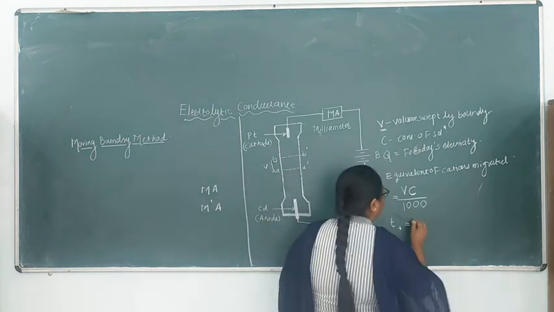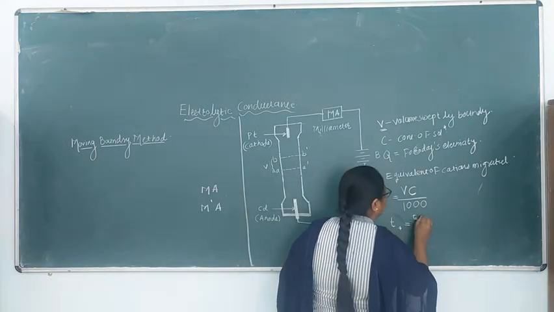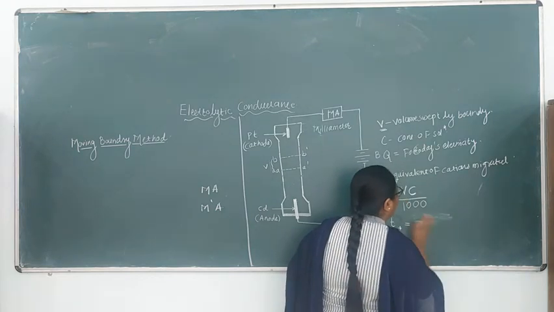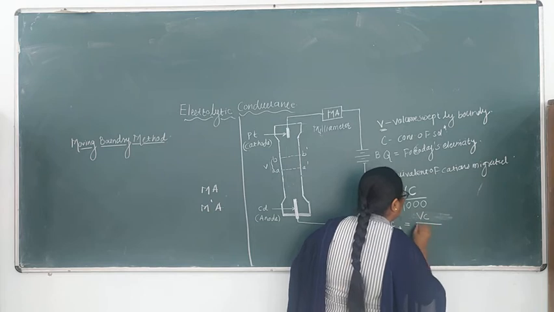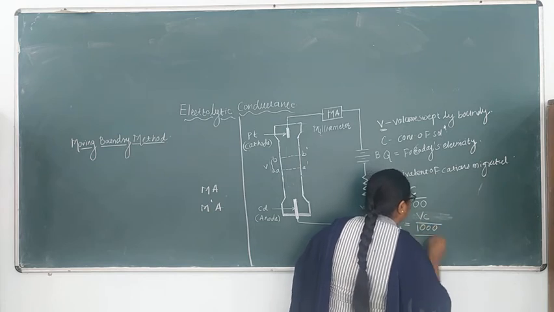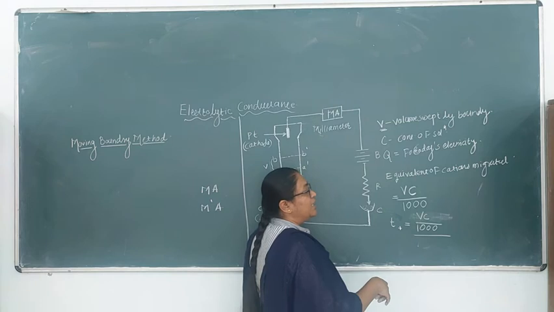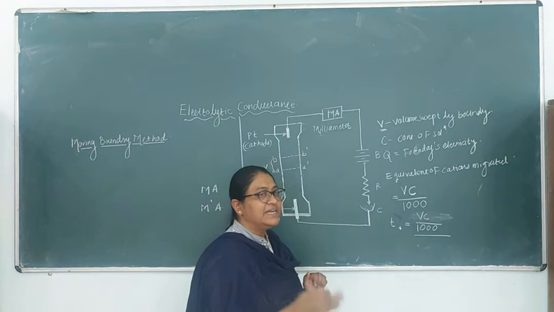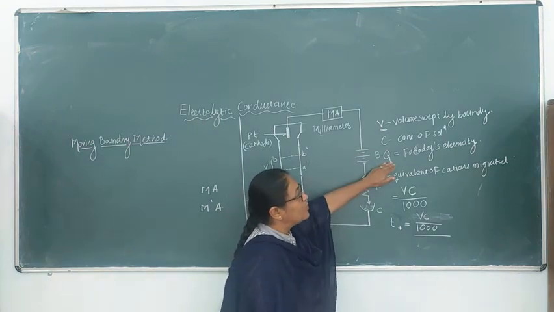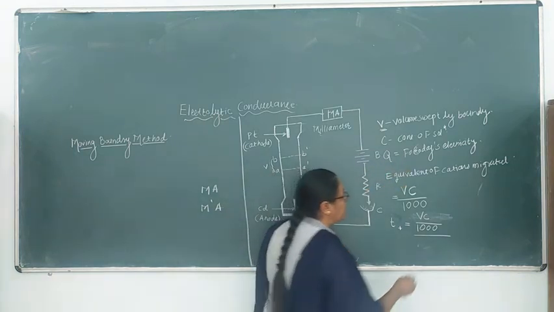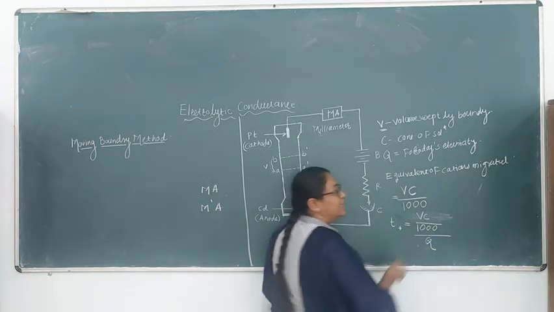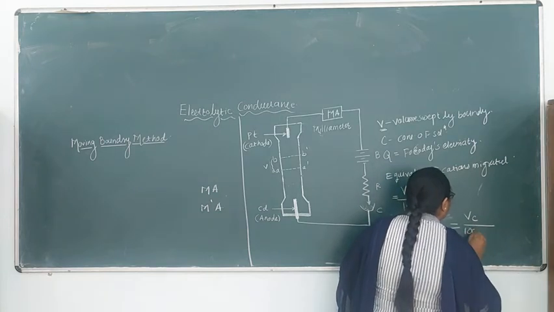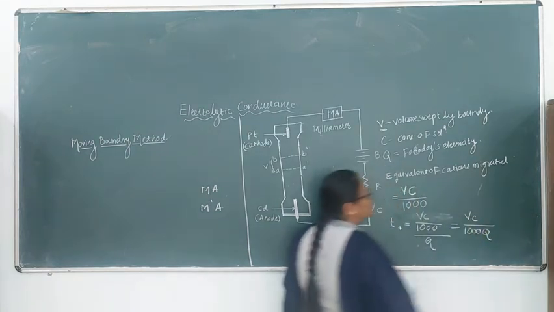Therefore, the equivalence of cation migrated, we know that it is Vc divided by 1000. These are the equivalents of cation divided by total cations. The equivalence of cations and anions migrated is nothing but the total Faradays of electricity passed through the circuit, that means divided by Q. So this is T plus, so we can write this as Vc divided by 1000 into Q. So this is what T plus is.